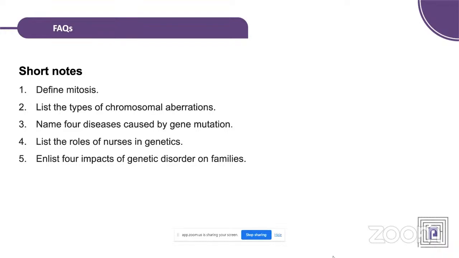And what is the role of the nurses in genetics? And at least some four impacts. I have already discussed this question. There will be some social, psychological, physical, cognitive, and economic effects on the families, because once they come to know that they are having a genetic disorder, the family will feel guilt. That is the psychological effect. And the economic effect, because most of the genetic testings are very costly tests, so every person cannot afford it, so the economic effect will be there.